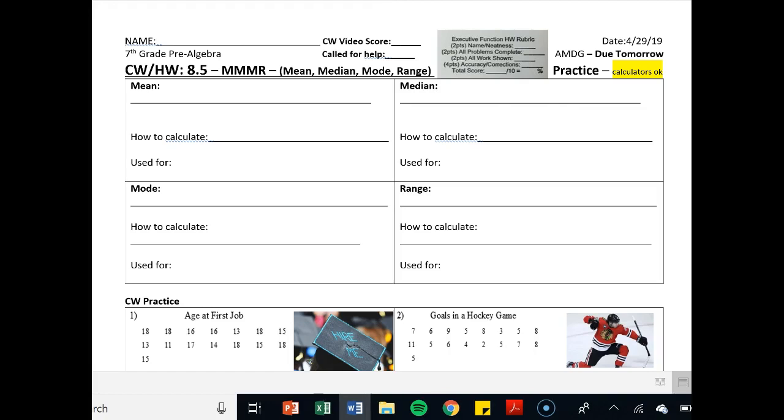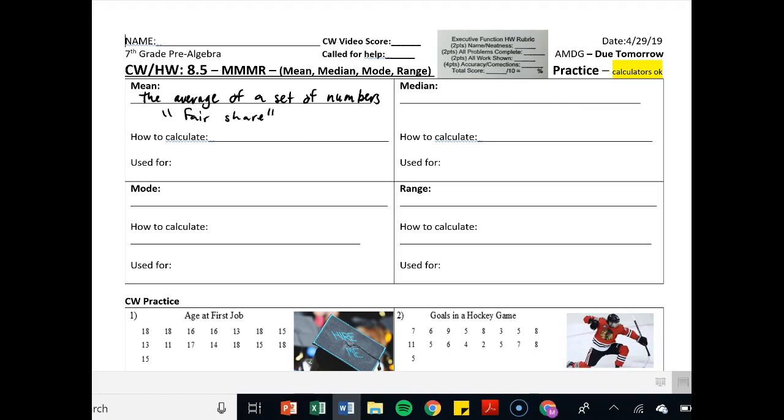All right, so first off, the mean. The mean is the average of a set of numbers. You can think of it as like a fair share if you just take all your values and divide them up evenly. Next, how do we calculate? We're going to add up all our values and divide by how many data points we have. And finally, what's it used for? To give us a sense of a central value.